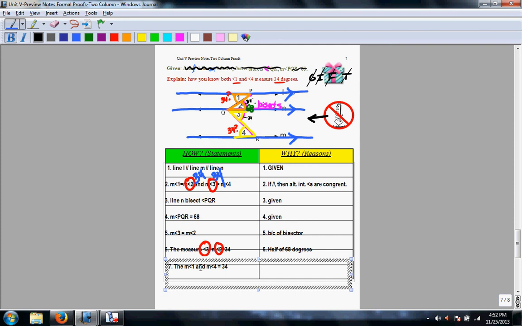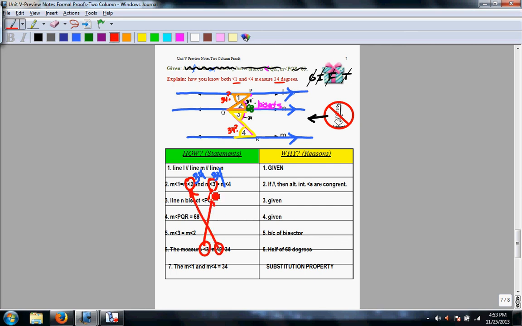And the reason is we swapped out 2 and 3 and we put in 34. That's called substitution property. Because we swapped out the 3 and put in 34, and we swapped out the 2 and put in the 34. And see here you have 1 and 4 now equaling 34 degrees.